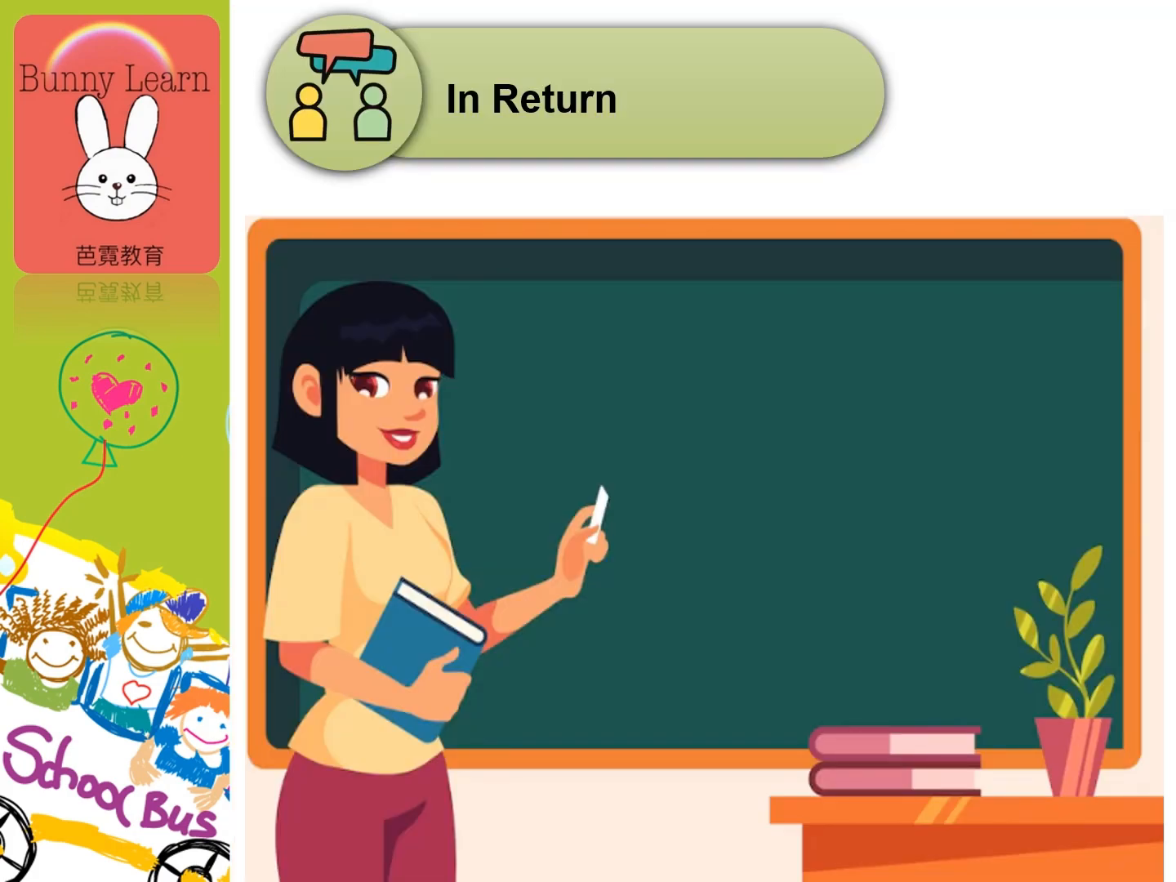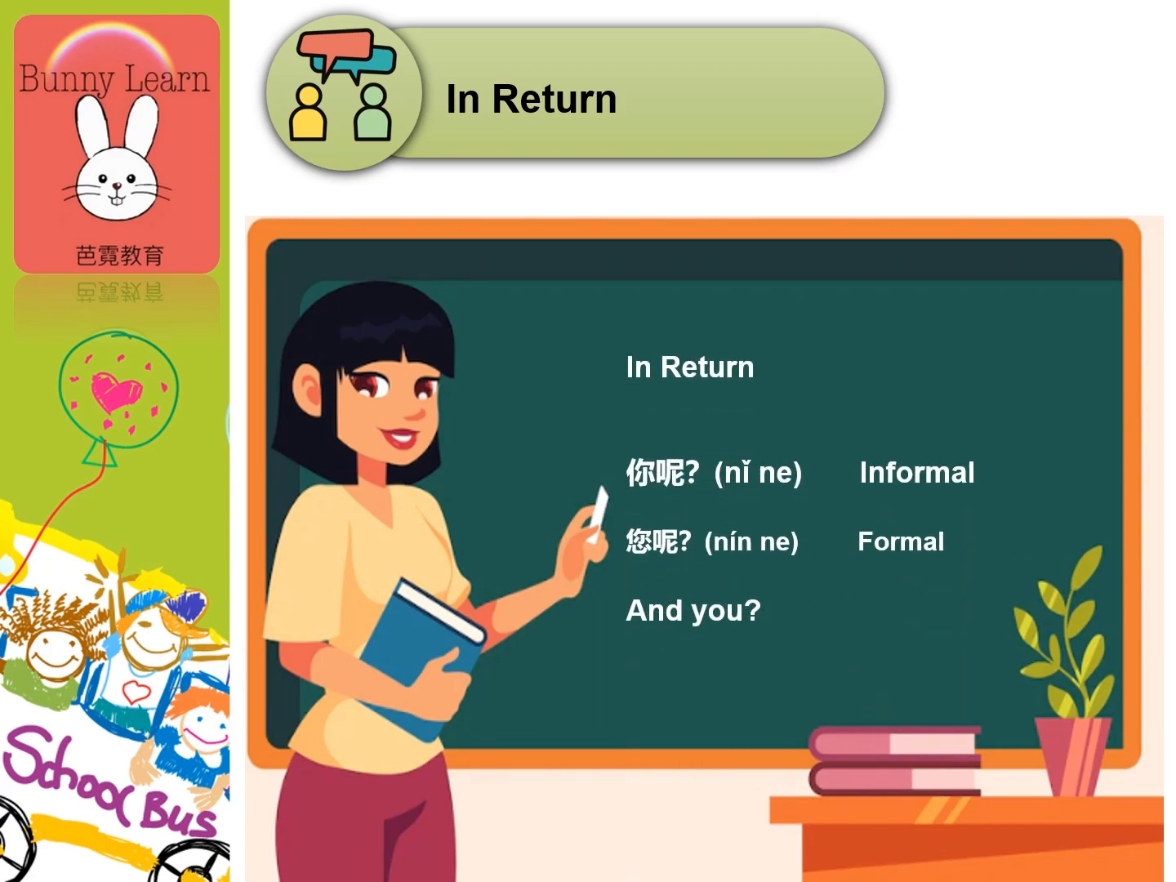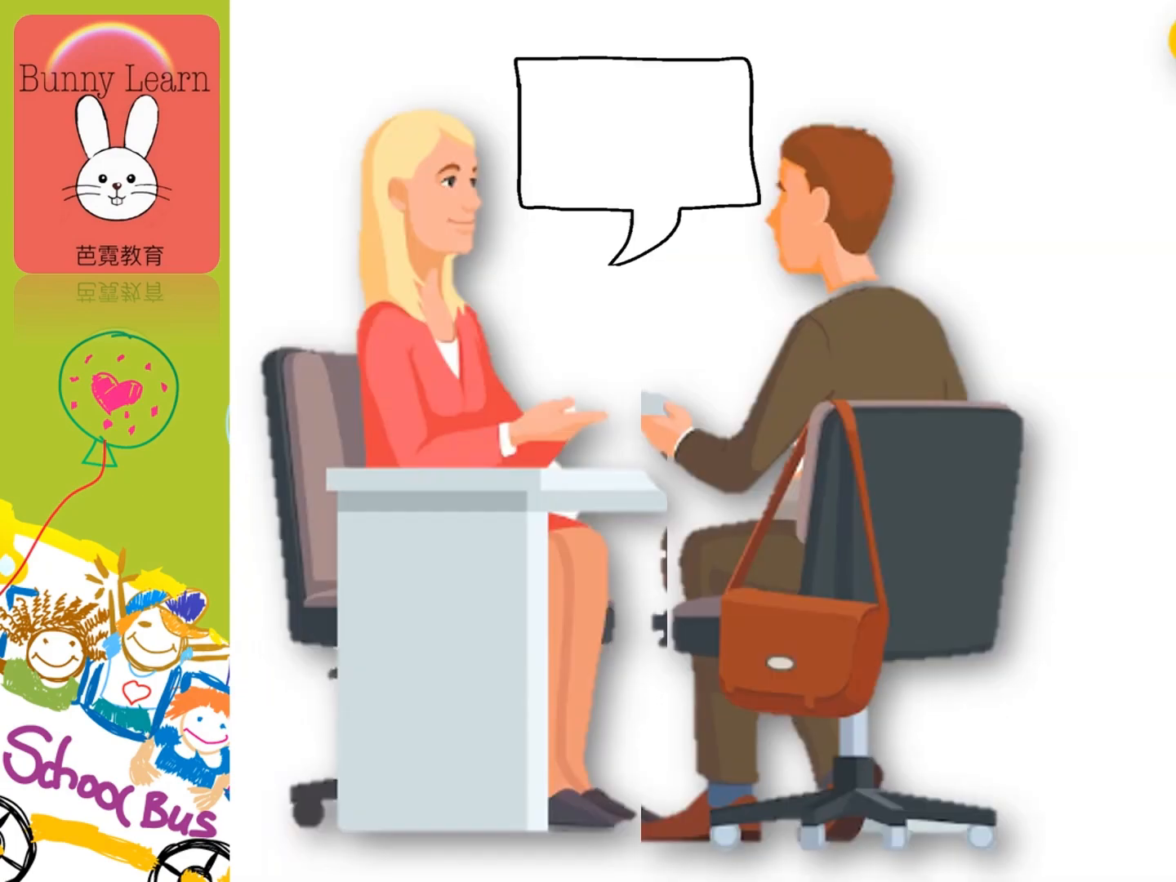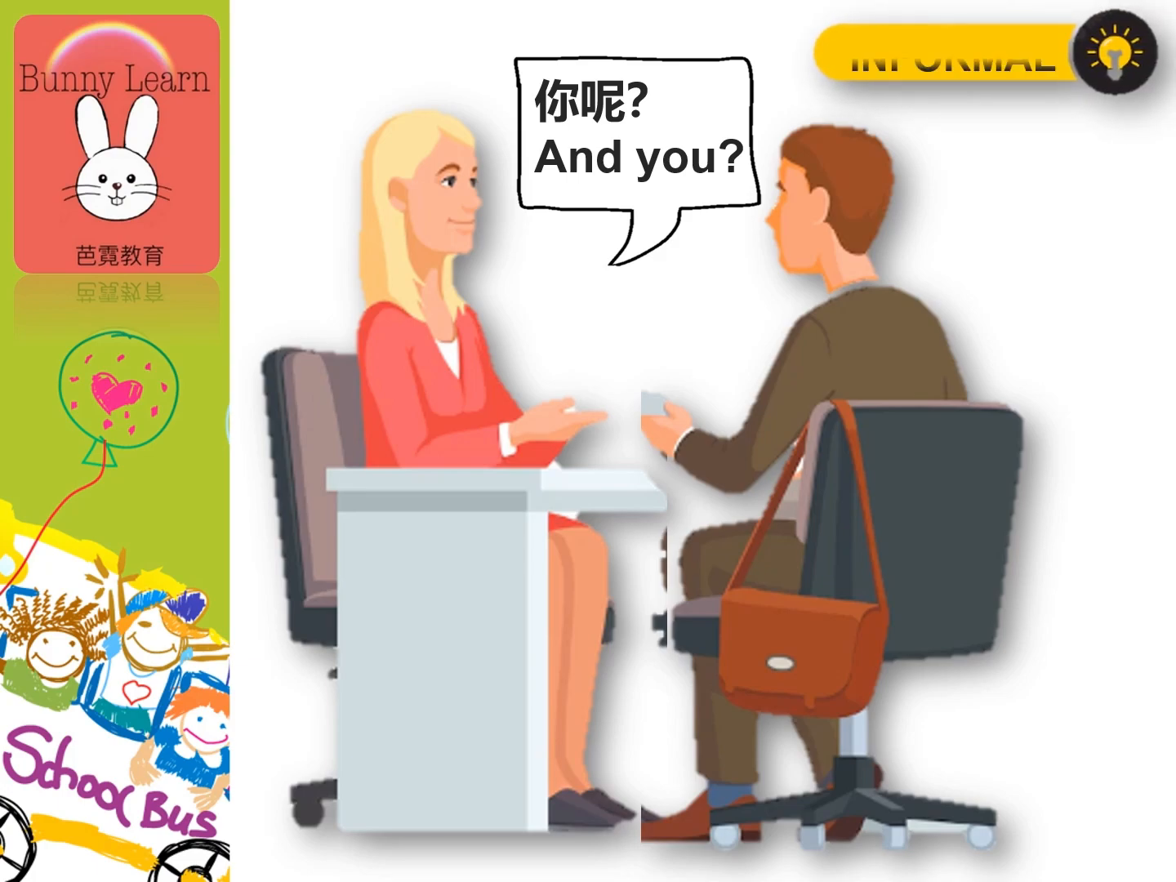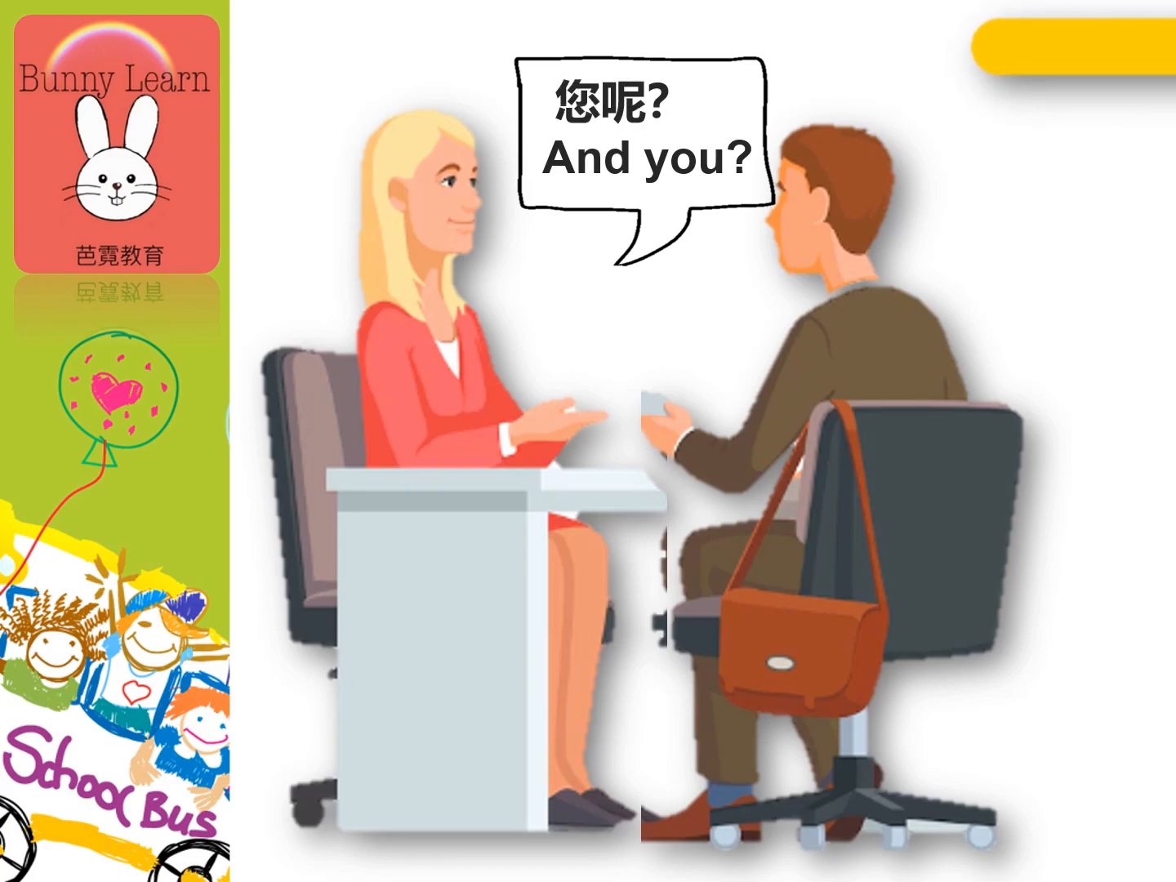In return, it's always polite to ask for the other person's name. You could repeat the question or simply ask, 你呢? which means, and you? Use this for informal situations, or use 您呢? for formal situations after you've introduced your name. This is a quick way to return the question that you've just been asked. Let's practice. 你呢? And you? 您呢? And you?